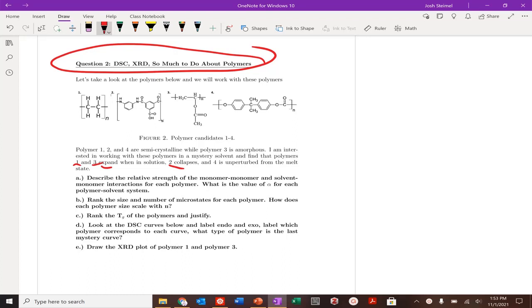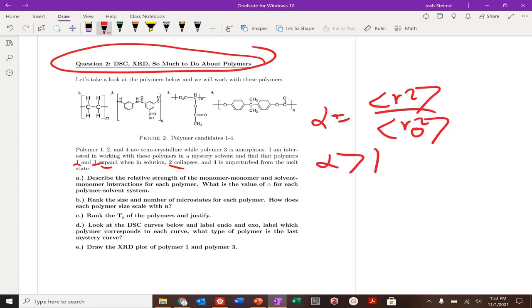What is alpha? Remember, alpha is basically the ratio of our mean square displacement, r squared, of the polymer over our unperturbed state. So for polymers 1 and 3, alpha is greater than 1. For number 2, alpha is less than 1, and for 4, alpha is equal to 1.